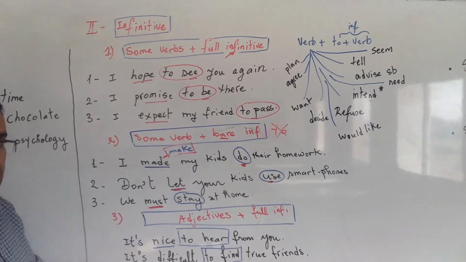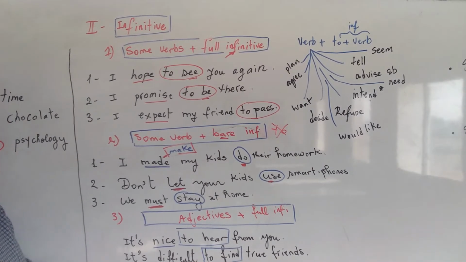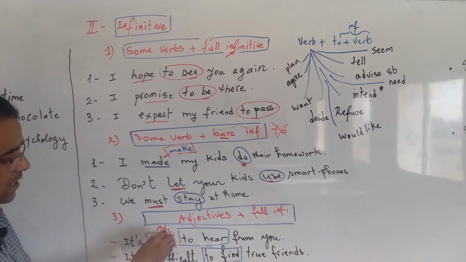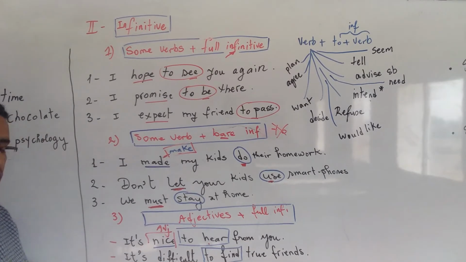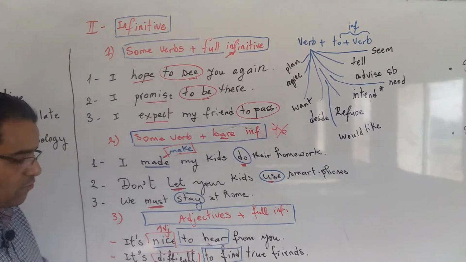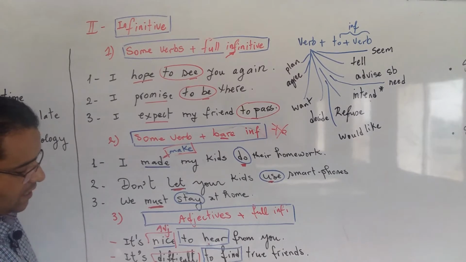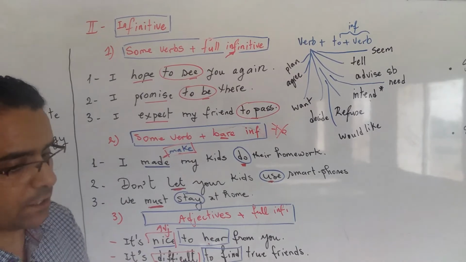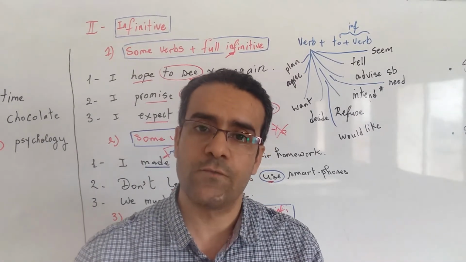Okay, the last part. There are some adjectives that are followed by full infinitive, as in these examples. The first one, we say, it's nice to hear from you. It's nice, this is the adjective, and it is followed by full infinitive. It's difficult to find true friends. Difficult, this is an adjective, and is followed by full infinitive. All right, so this is it for the second part.